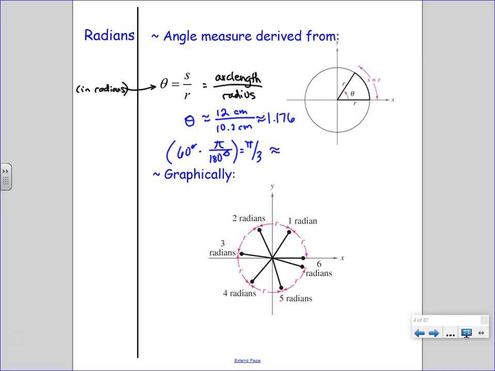Uh-oh, it's coming. What do we get? 1.04. Look, my little experiment says it's about pi over 3. It's pretty close to it. What does pi over 3 mean? It means measure the arc divided by the radius.